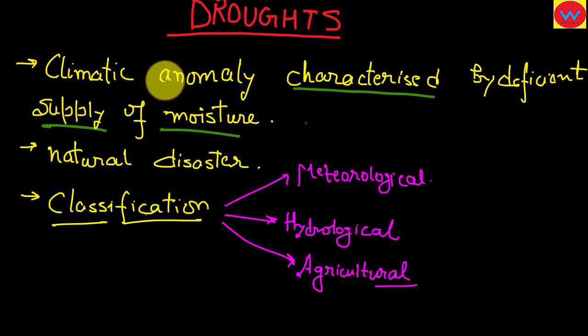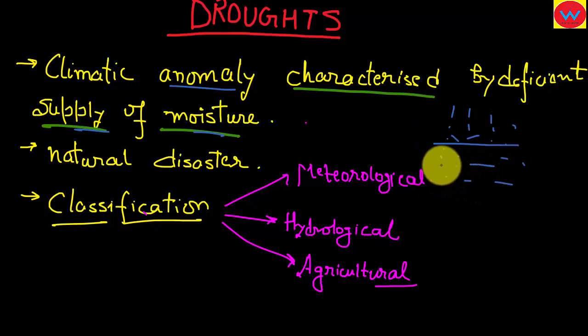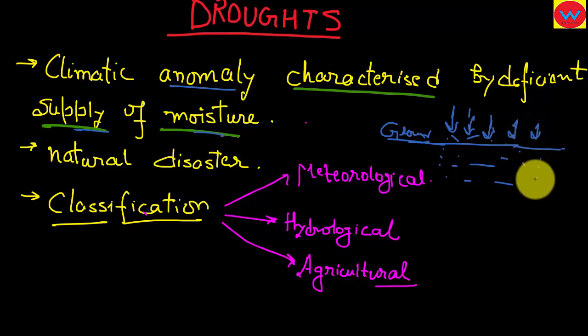So once again, we define drought as a climatic anomaly characterized by a deficient supply of moisture. This may result from subnormal rainfall over large regions, causing below natural availability of water over a long period of time. So if this is your ground surface and rainfall is falling, there is percolation and water is available as moisture below the ground surface. If no rainfall takes place, then there will not be any water for ground moisture, and there will not be any supply of moisture to the roots of trees in the vicinity of this region.